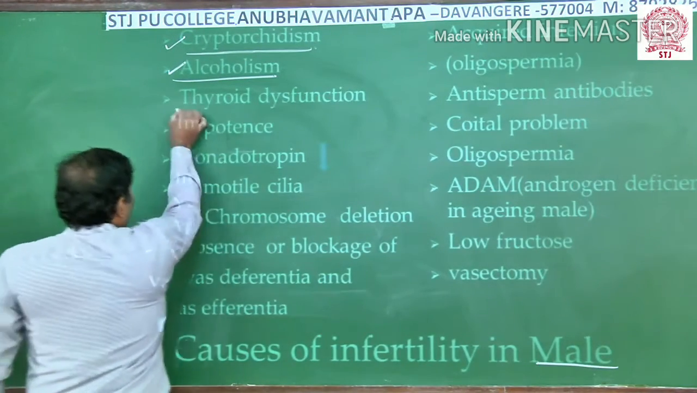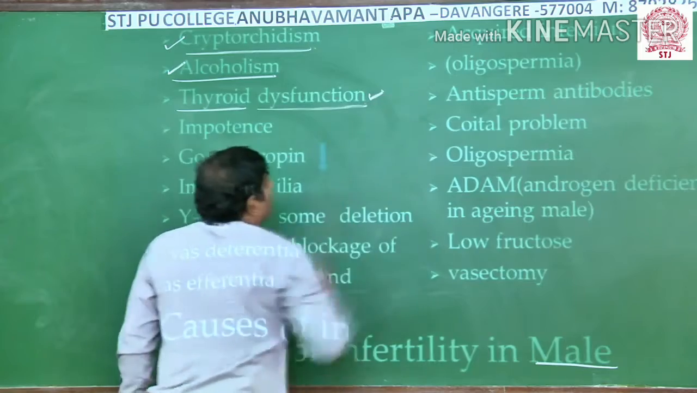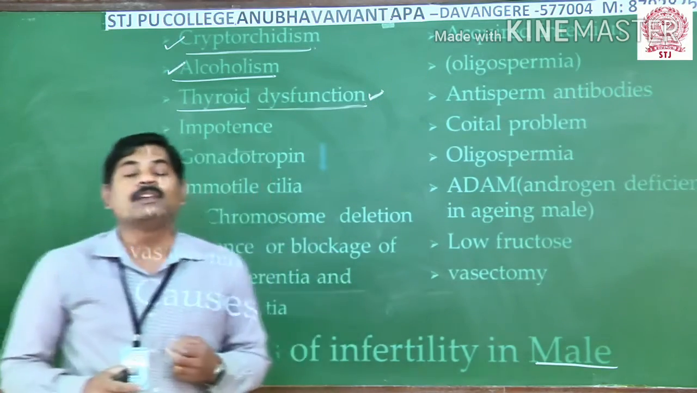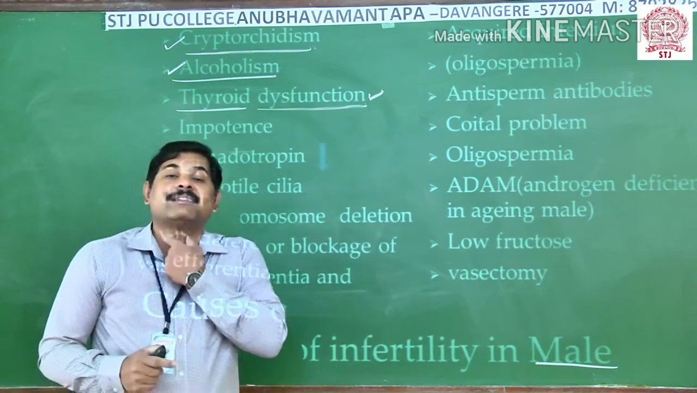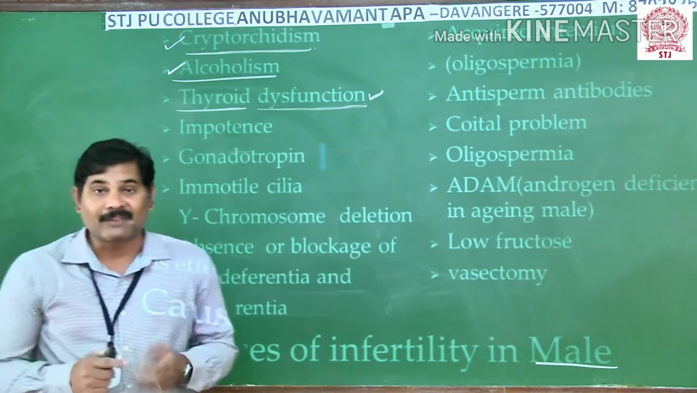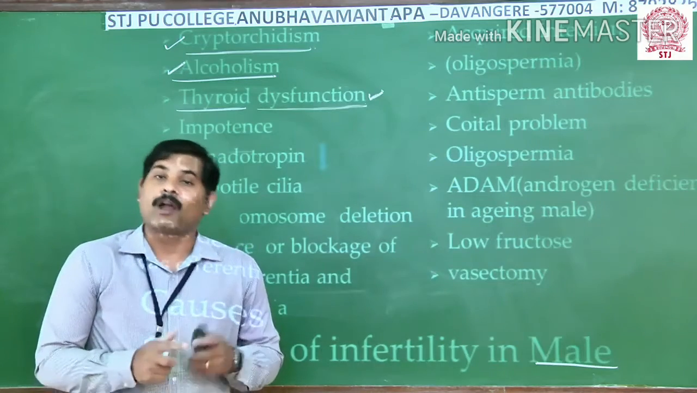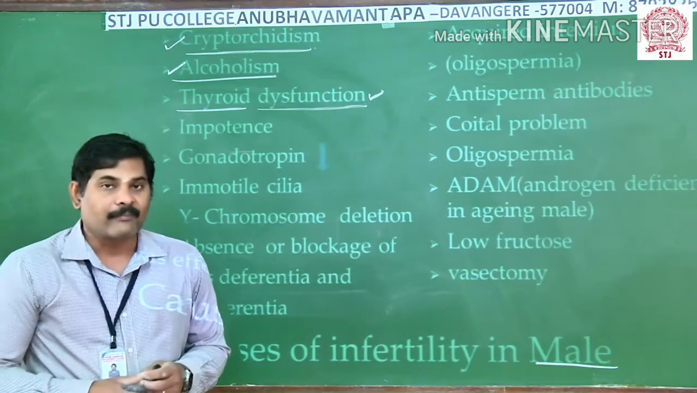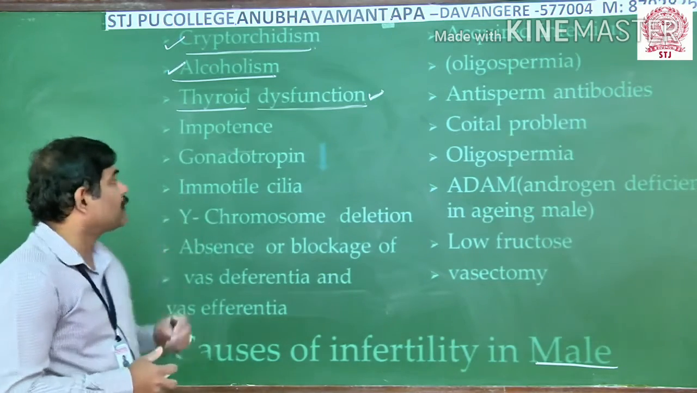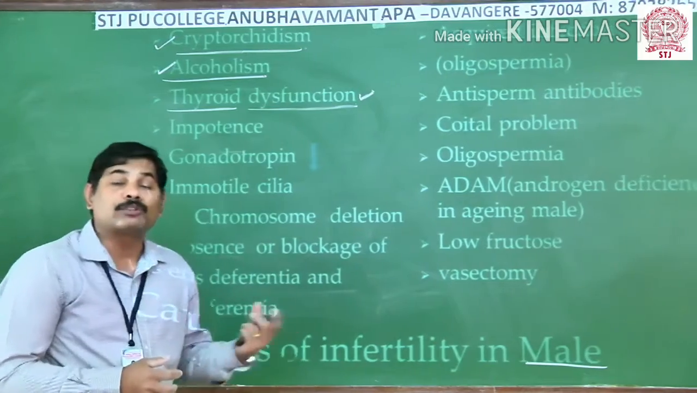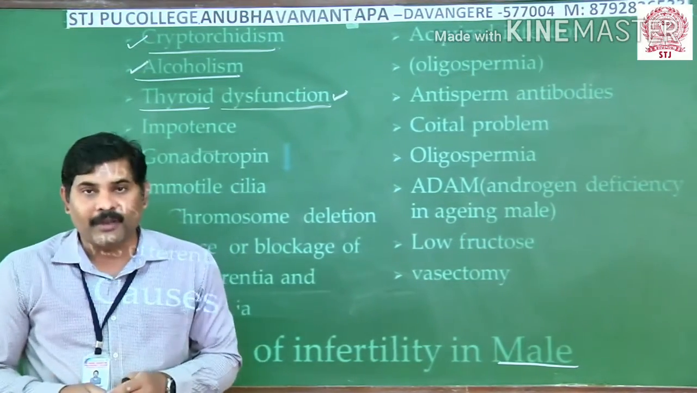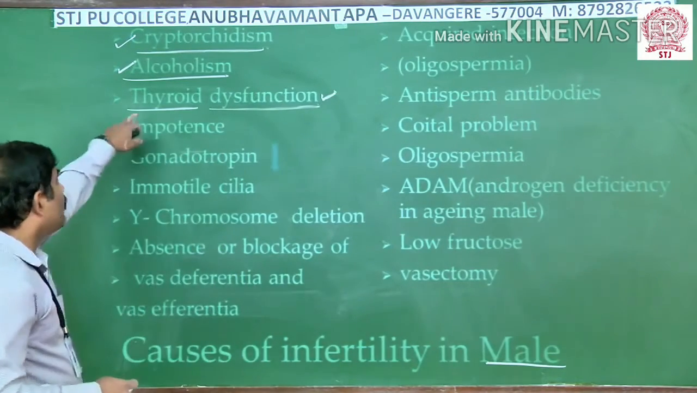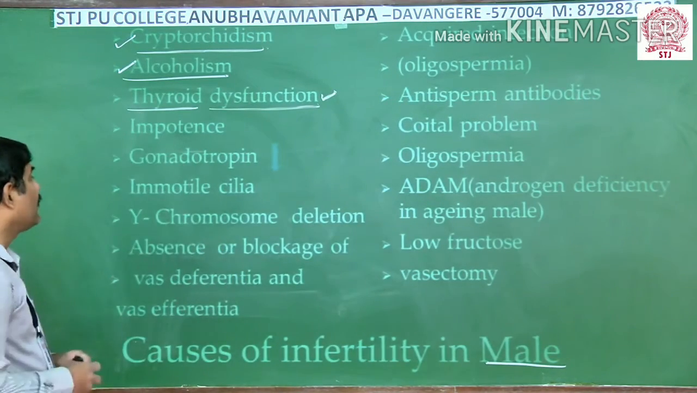Thereafter, thyroid dysfunction is the third important cause. The thyroid is one of the endocrine glands. In your neck region, on the trachea, there is a butterfly-shaped or H-shaped endocrine gland. You already studied this in more detail in your first PU, in the endocrine system. If the thyroid gland doesn't function well, it leads to either hypothyroidism or hyperthyroidism. Both conditions are not good for fertility, so thyroid malfunctioning leads to infertility in a male.